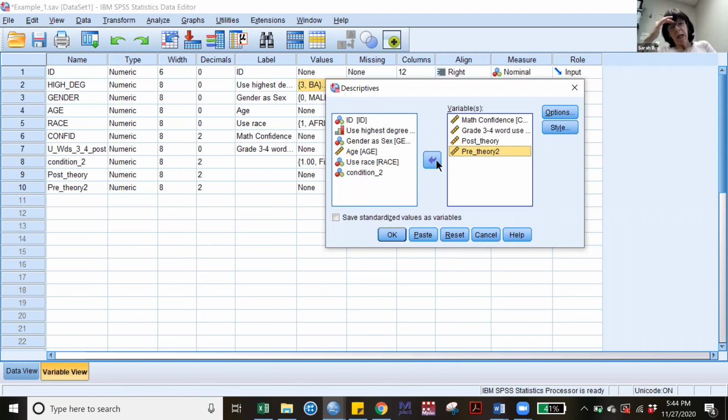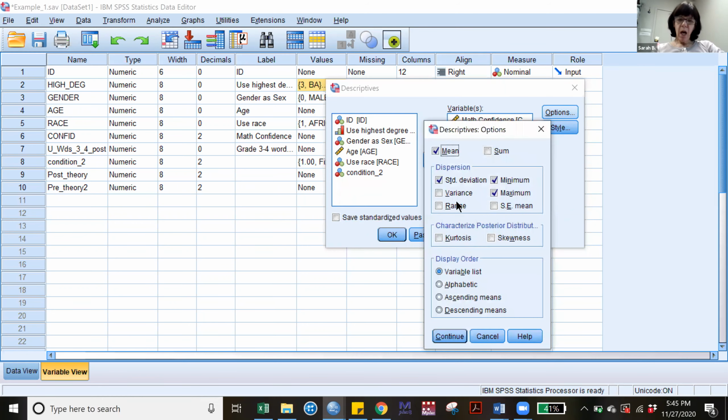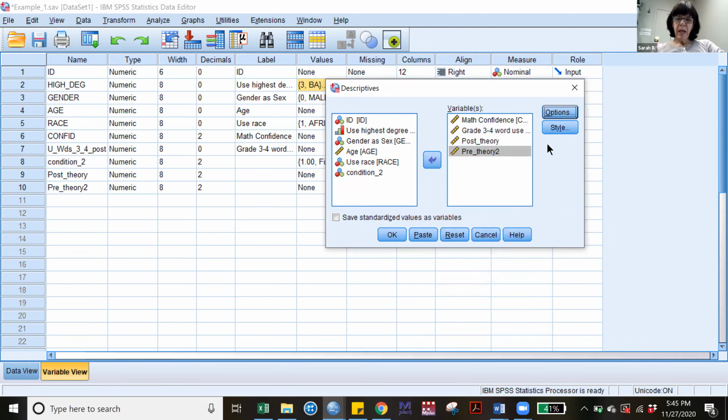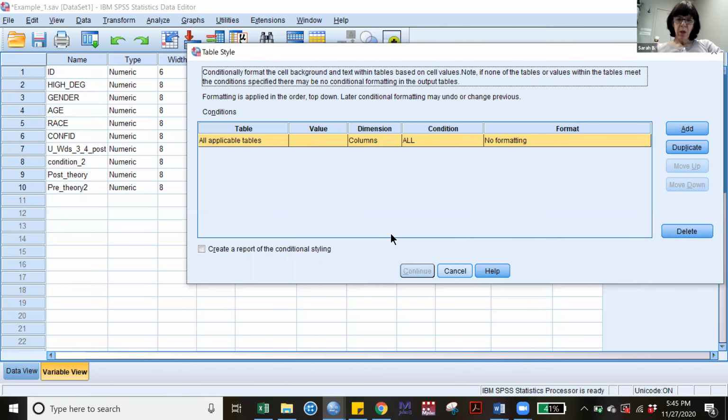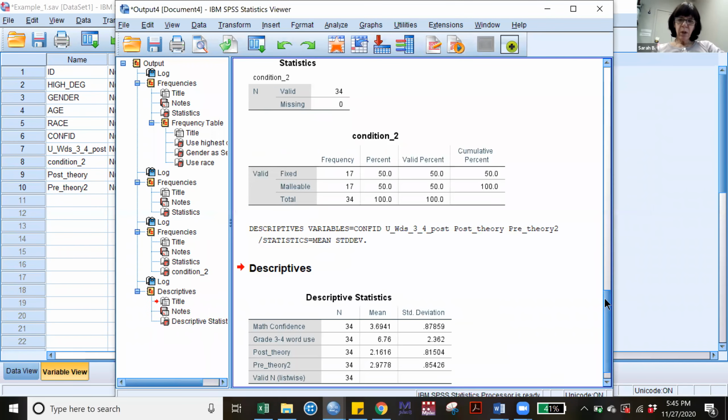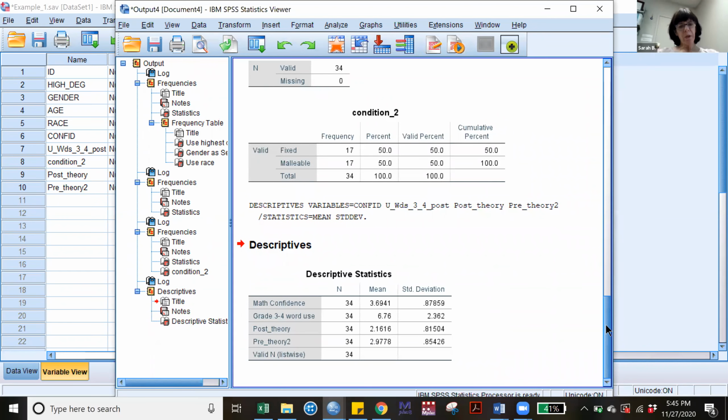One thing I want to remind you is that higher scores on theory mean more fixed. And quickly look at the options. Let's not get the minimum and the maximum. All we really want is the mean and the standard deviation. And I think that's all that's of interest. We don't care about the style. So we now are going to get the output on that.